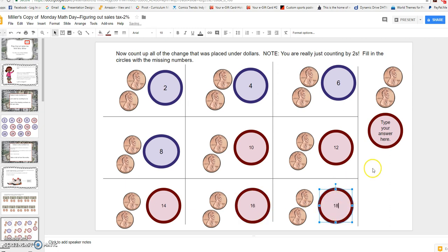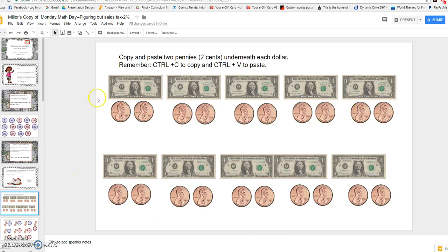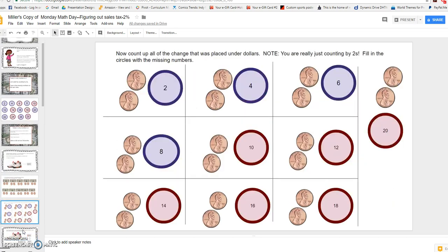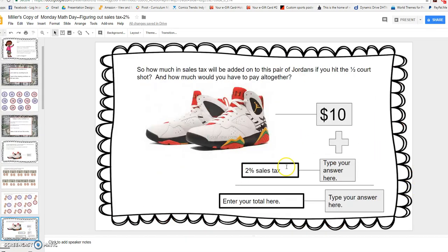18 and 20. So since there were $10 and underneath each dollar I put 2 cents, I can also look at it right here and count. So I have 2, 4, 6, 8, 10, 12, 14, 16, 18, 20. So that means there's going to be 20 cents added as my sales tax. Okay? So we're going to go ahead and fill this information in.